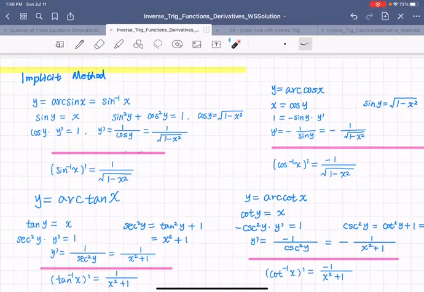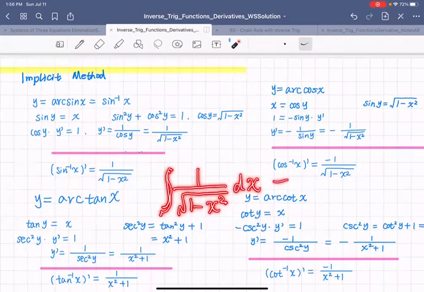Later on, sooner or later, we will learn the integral. By the time we learn the integral, the question will become like this. If you have the integral of 1 over square root of 1 minus x squared dx, this equals how much? This equals arc sine x plus a constant C.